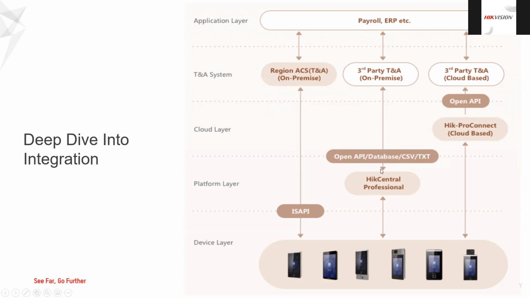Also, if you want to use some sort of a cloud-based solution or a SaaS product, we have our HikPro Connect solution. You simply add the device to HikPro Connect. From HikPro Connect, you have an open API. Keep in mind, we don't have the database or CSV text file dump option in the cloud solution. So from the API, you directly communicate to your payroll software. So out of these, today we are going to mainly focus on this middle part.